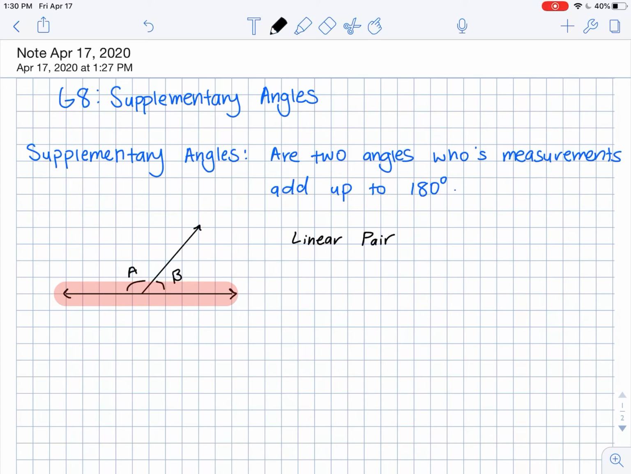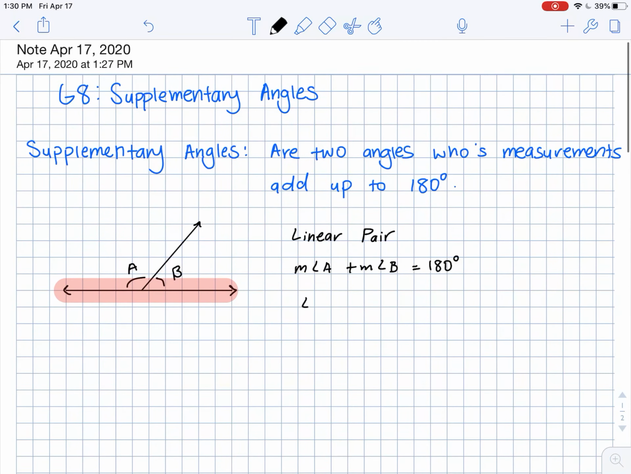Okay, so what do we know about supplementary angles? Well, if we add these two measurements together, it's going to equal 180 degrees. Okay, we know that angle A and angle B are supplementary angles.